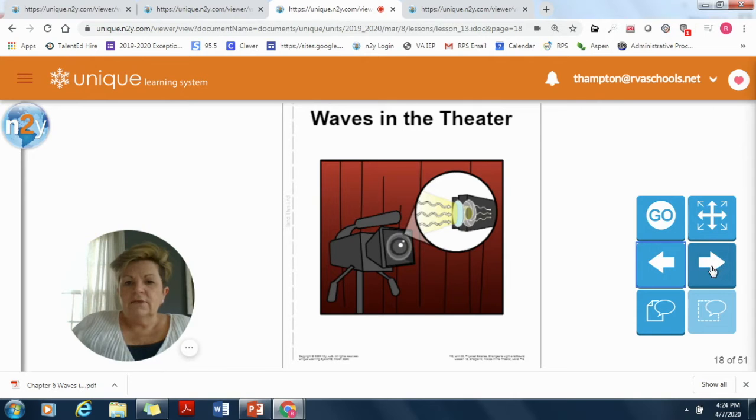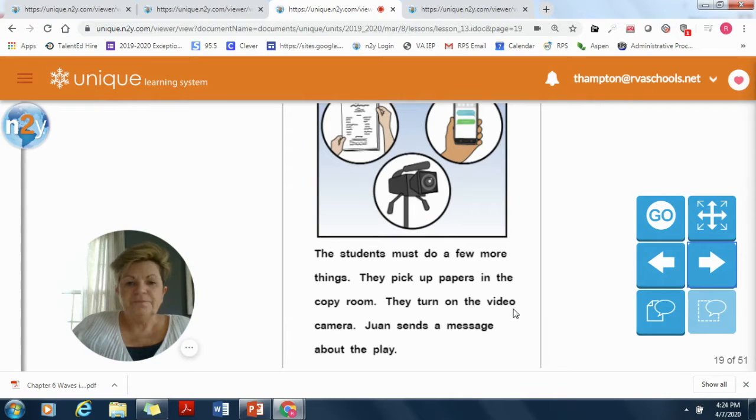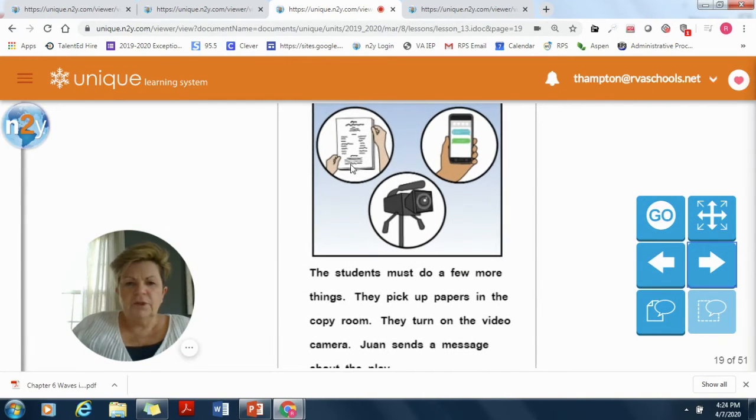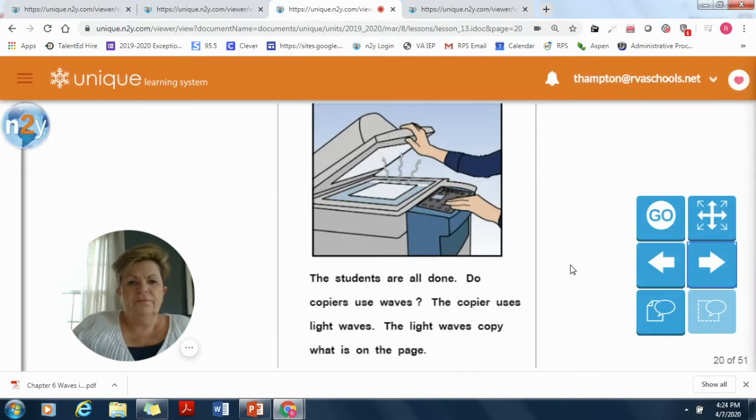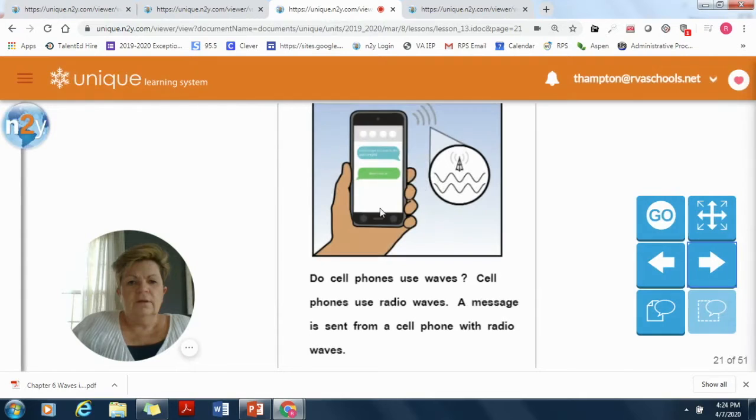All right, so now we're going to be with waves in the theater. Here we have a picture of paper, cell phone, and a camera. So it'll be interesting to see what these three things have in common. We have a copier, looks like we have waves happening here. Cell phone with waves.